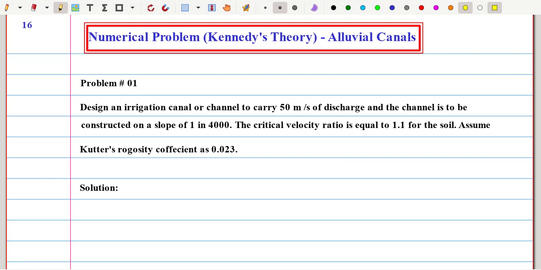Let's move to the second step. What is our second step? Step number two is area of cross section, which is A. We need to find this. Okay, so let's find out area of cross section in step two. What was the formula to find out the area of cross section? The formula we got to find out the area of cross section is area required is equal to Q divided by V naught, discharge divided by critical velocity, right?